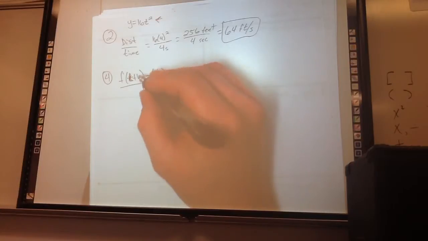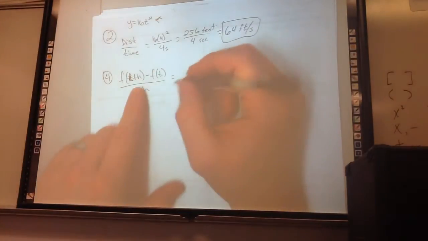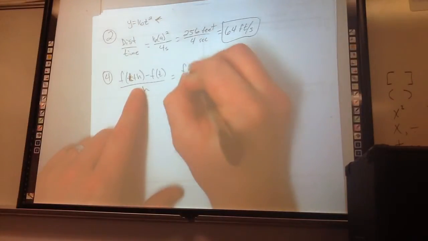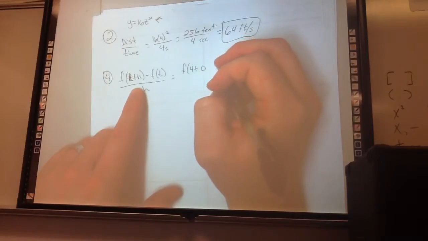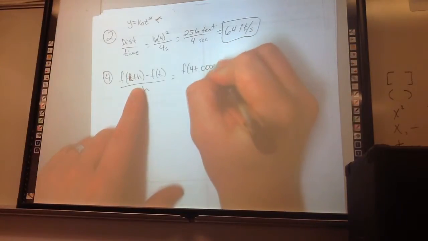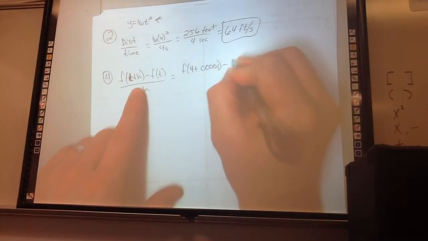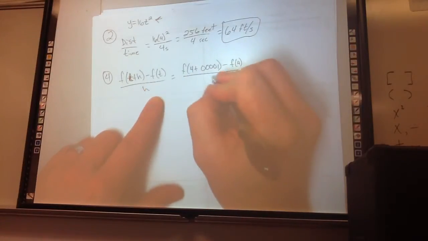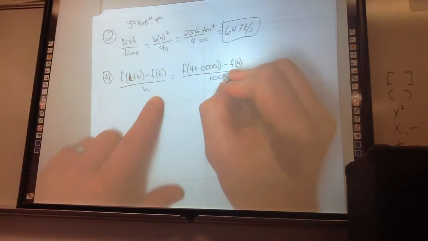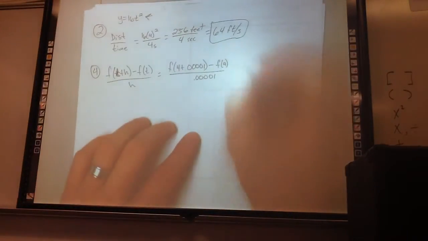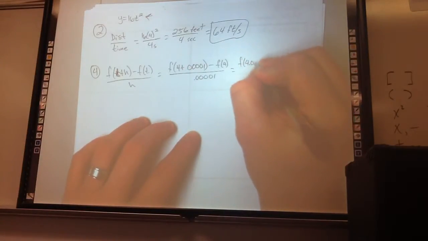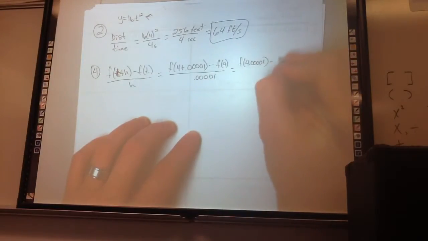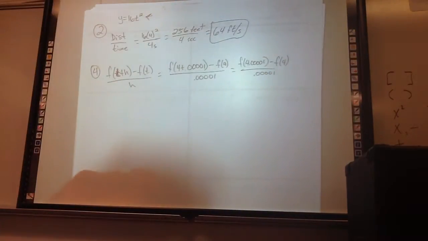The smaller your elapsed time is, the more accurate you'll be. It's confusing. So if you did f of 4 plus, I'll just do 0.0. How many zeros? I put 4 zeros. I put 5 zeros. Minus f of 4, say you wanted to get super close, over 0.0001. And so you plugged in 4.00001, and then you plugged in 4, and you subtracted those, and you divided by that. Yeah, it was 256.001.